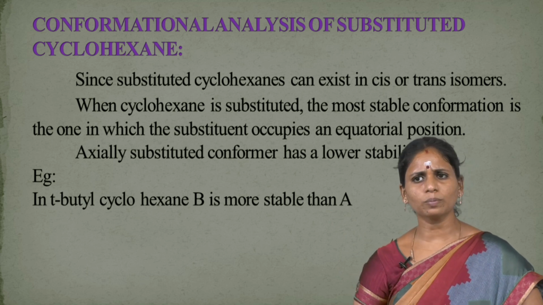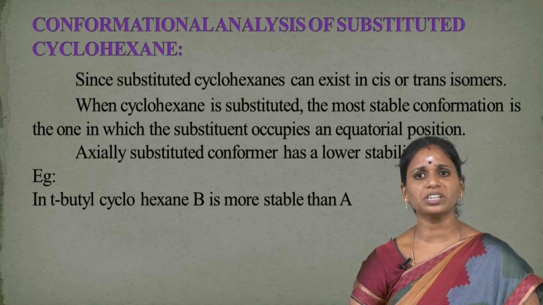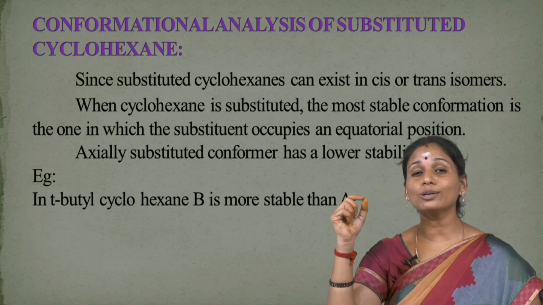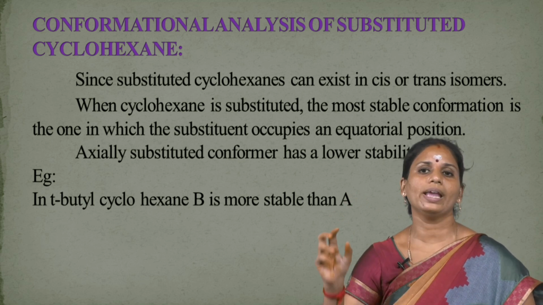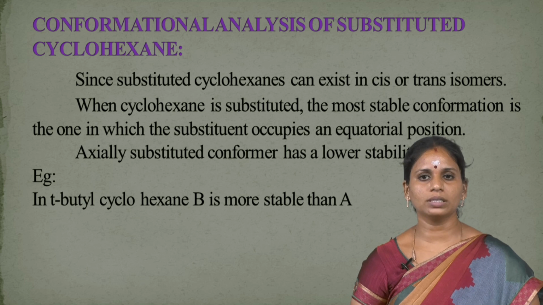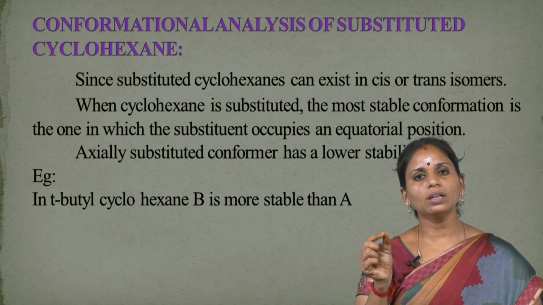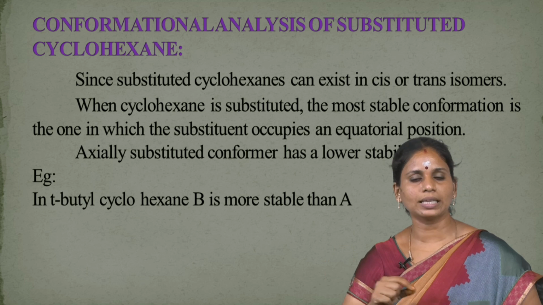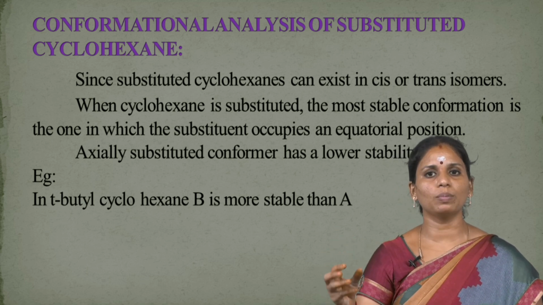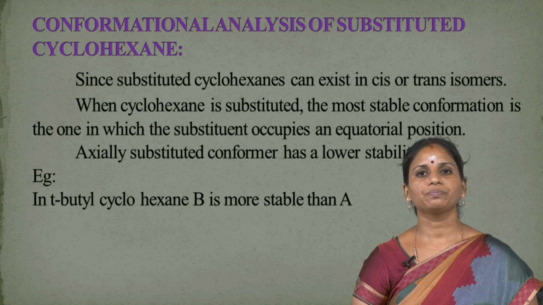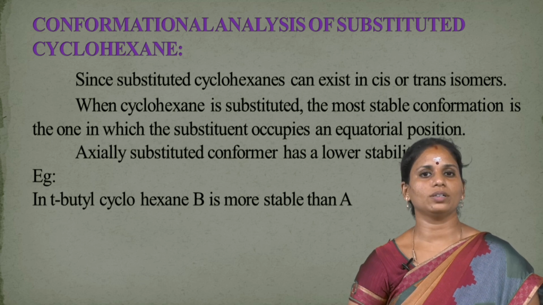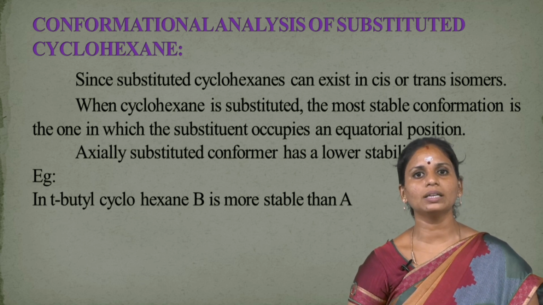When cyclohexane is substituted, the most stable conformation is the one which has the substituent occupying the equatorial position, not the axial position. The equatorial position is most favored in substituted cyclohexane. For example, in tertiary butyl cyclohexane, the substituent at the equatorial position is highly stable when compared to the axial position. So till now we have seen a lot of things regarding stereoisomerism, optical activity, chirality and other topics.